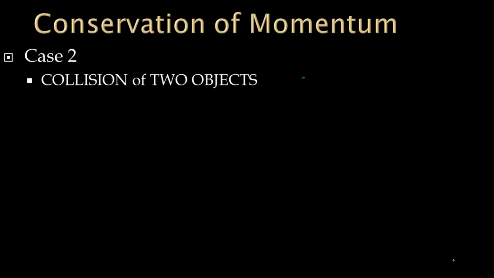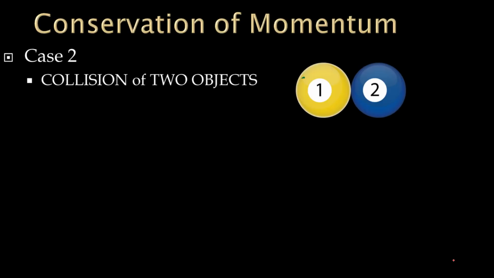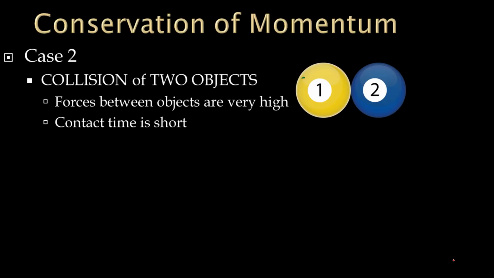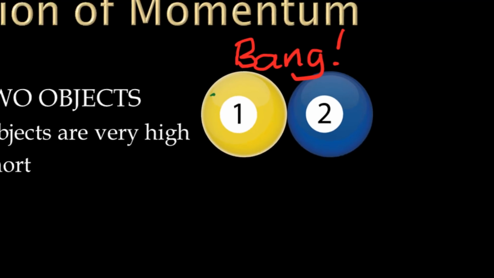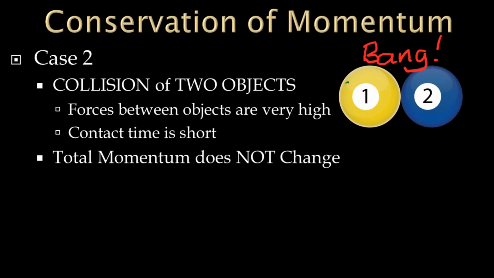Let's take a look at case 2, when there's more than one object involved, and that's collision. Collisions of two objects, actually two or more, but we're going to simplify this to the collision of two objects. Billiard balls is a pretty good example for a collision. What do they have in common? The forces between the two objects are very high, and the contact time is very short. The total momentum does not change if we look at both of the objects.